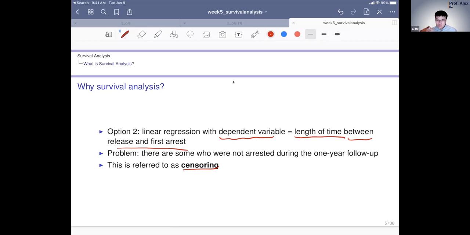value. For example, if you only follow these people for 2 years and they don't commit a crime, you know that their Y variable, that time between release and arrest, is greater than two. But what it equals exactly, you don't know. It can be three, it can be four, it can be five. So that's the issue that we are dealing with here.